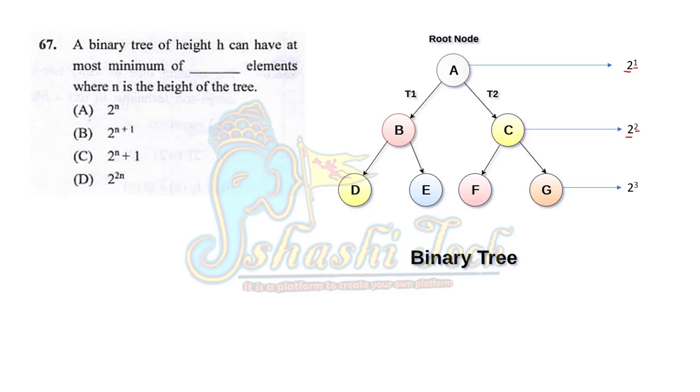From these, in general we can say a binary tree of height h can have at most 2 power n elements, where n is the height of the tree. Hence option A is the correct answer.